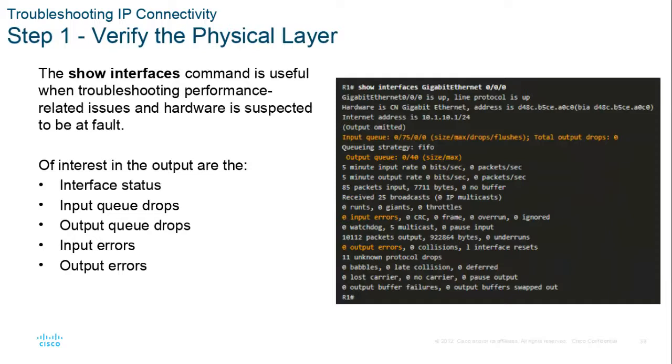Step one in verifying the physical layer, let's use the show interface command. We're going to look for input errors, output errors, underruns, overruns, interface resets, things of that nature that indicate there's probably some sort of wiring error or that hardware on this interface port of this device has developed a problem and the device needs to be repaired or replaced.